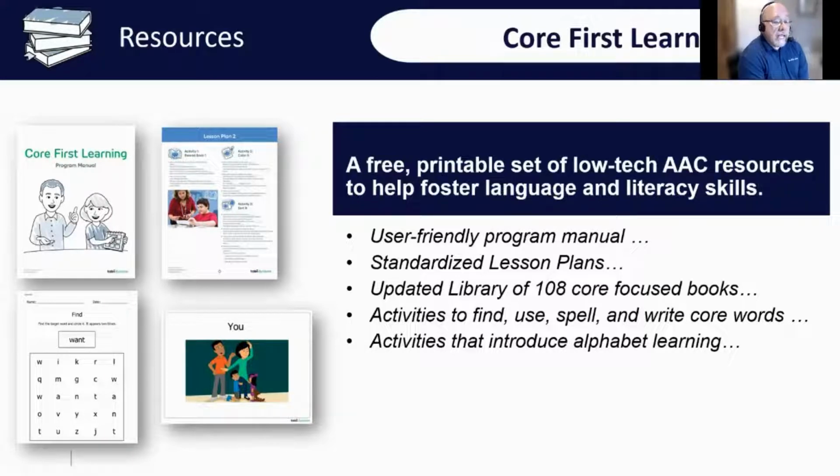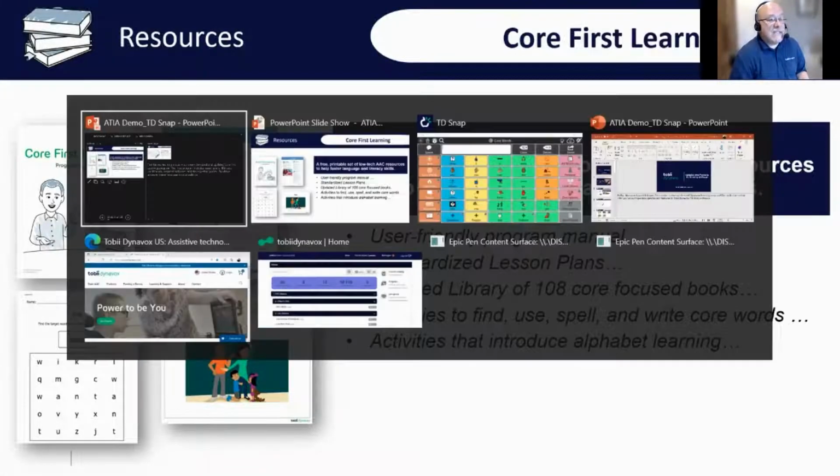We use an approach with all of our activities that talks about how we can use, spell, find, and write our core words. So every set from this Core First Learning around one of the words has a series of activities that support alphabet learning, writing, letter recognition, shared reading, lots of different supports within this Core First Learning. It really is an amazing resource, and I'd like to show where you can find it.